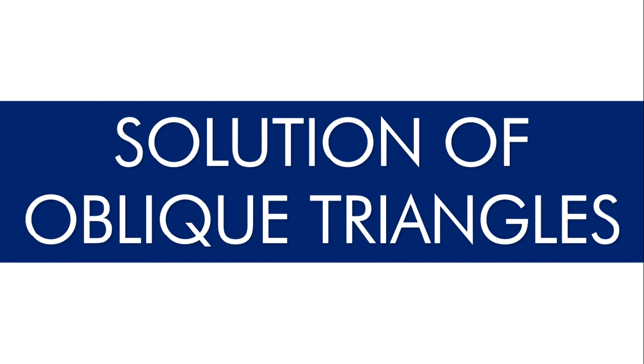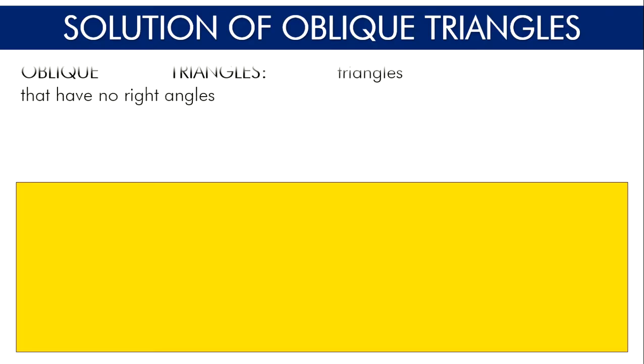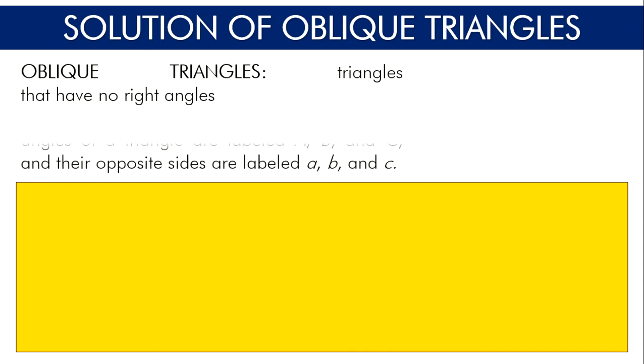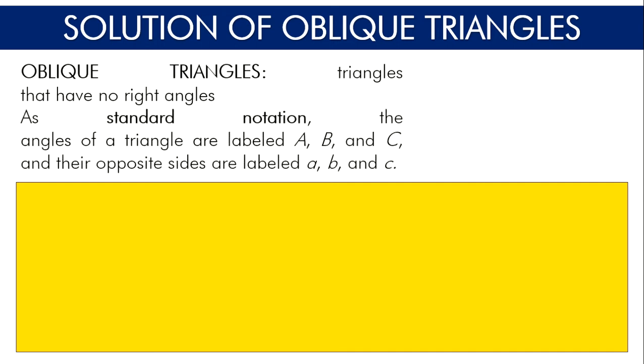Okay, let's have the continuation of our discussion. So now we're going to solve for the solution of oblique triangles. By definition, oblique triangles are the triangles that have no right angles. As a standard notation from our earlier discussion, we have the angles labeled as A, B, C, and their opposite sides are the lowercase letters a, b, c.